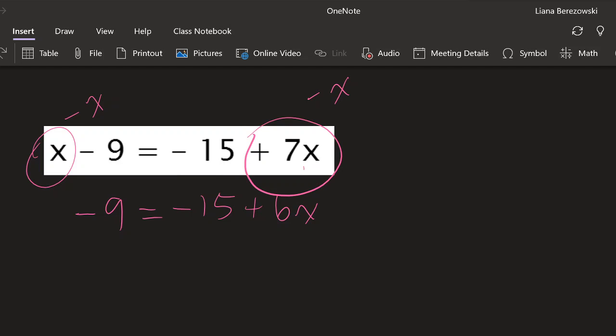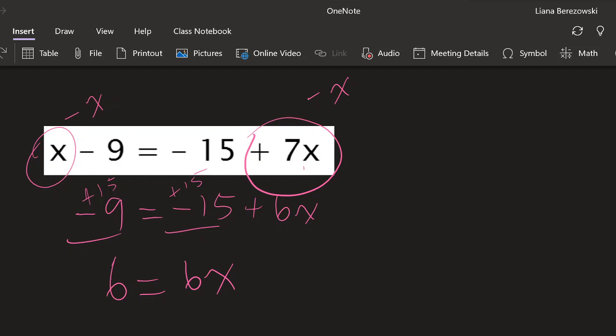Now what I want to do is get all of my numbers together, all those numbers that don't have variables involved. So this -9 and this -15. I'm going to add this -15 to get rid of it because then it's going to make a positive number on both sides, right? So -15, the opposite of that is adding 15. Do that to both sides of the equation. -9 plus 15 is going to give you a positive 6. Okay, and then on the right side of the equation, we just have 6x by itself.